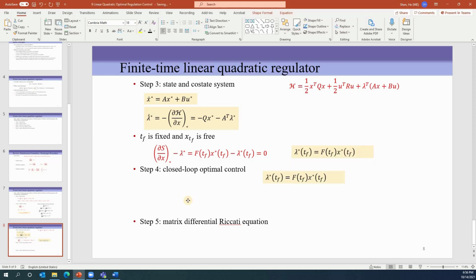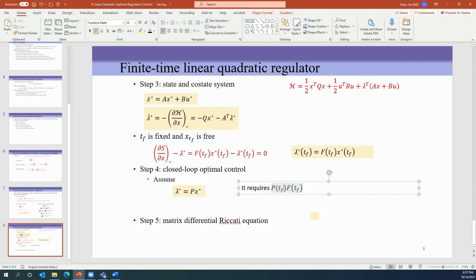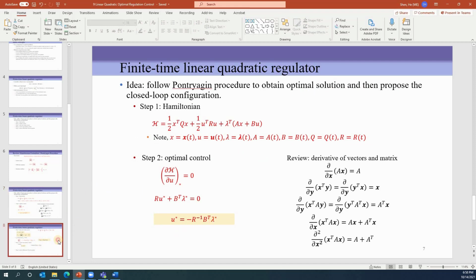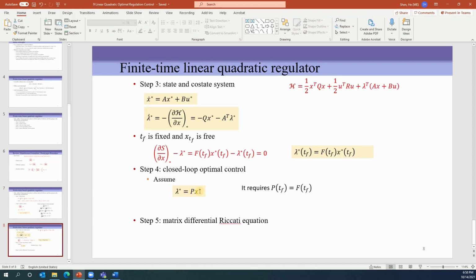We assume we have a function, and this function lambda at any time t will be equal to matrix P times the optimal state x. And we already know there must be one condition: P at time tf needs to be equal to F at time tf, right? Otherwise this won't hold. And we just need to find out what this P matrix is. This P matrix is a function of time t. So the next step is to find out what this P is. If we can solve for P, then you get an optimal control that is a closed loop control: you have a u that is a function of lambda, and lambda is simply P times x. The problem is solved, so we are very close.